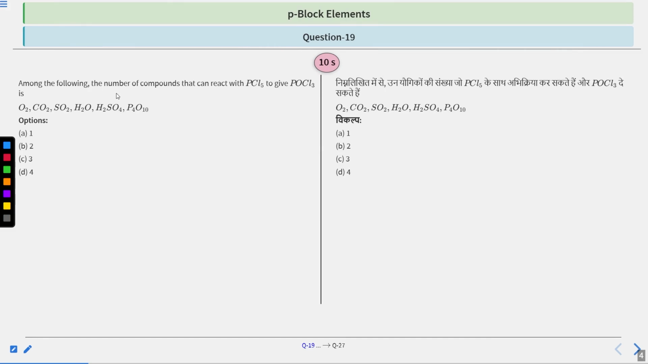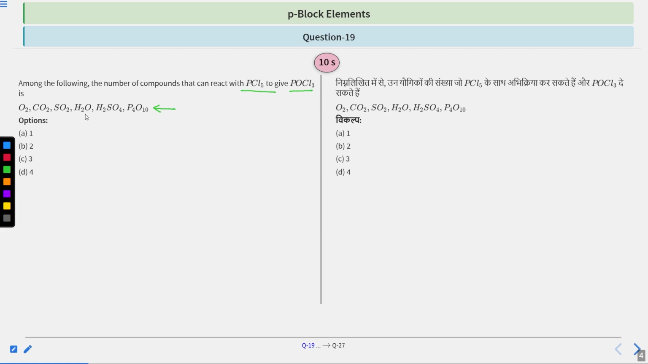Among the following, the number of compounds that can react with PCl5 to give POCl3 is. So basically we have been given some compounds in the question: O2, CO2, SO2, H2O, H2SO4 and P4O10. We have to tell how many of these compounds can react with PCl5 to give the product POCl3.